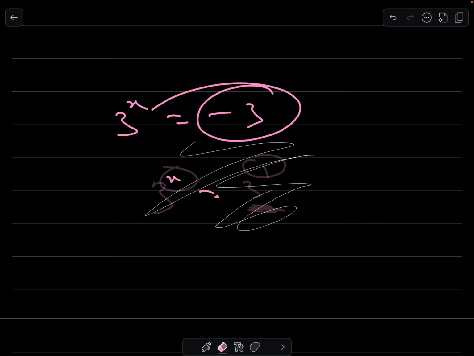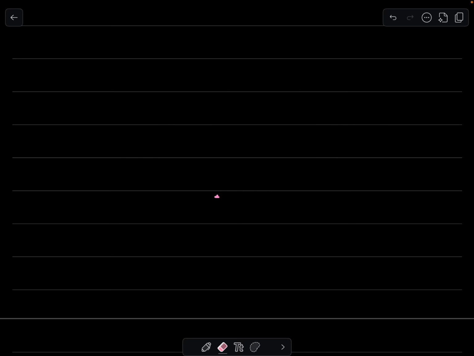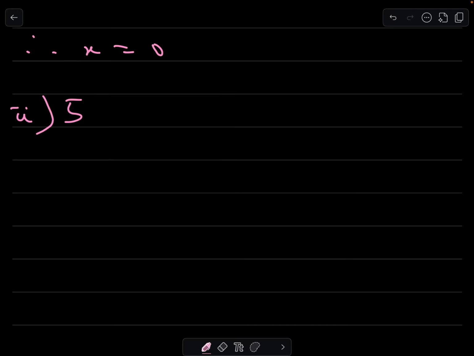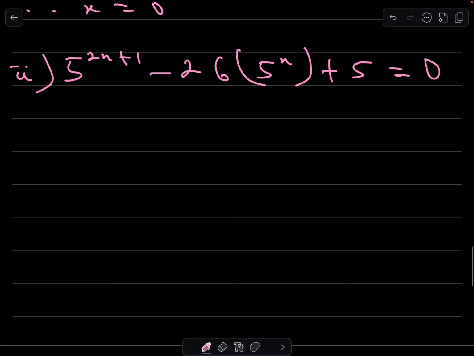Now let's go to the second very quickly. Figure 2. What does that say? Solve the equation 5 raised to power 2x plus 1 minus 26 times 5 raised to power x plus 5 equals 0.